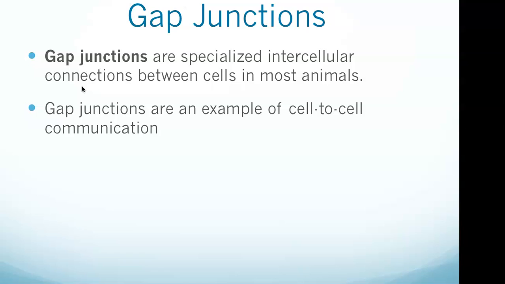Gap junctions occur in virtually all tissues of the body, with the exception of adult, fully developed skeletal muscle and mobile cell types, such as sperm. Gap junctions, however, are not found in simpler organisms, such as sponges.